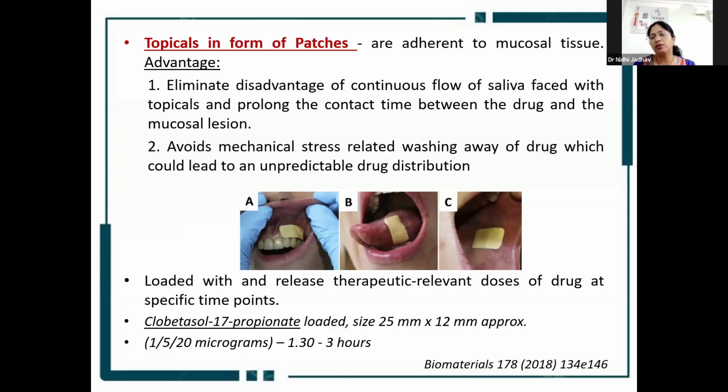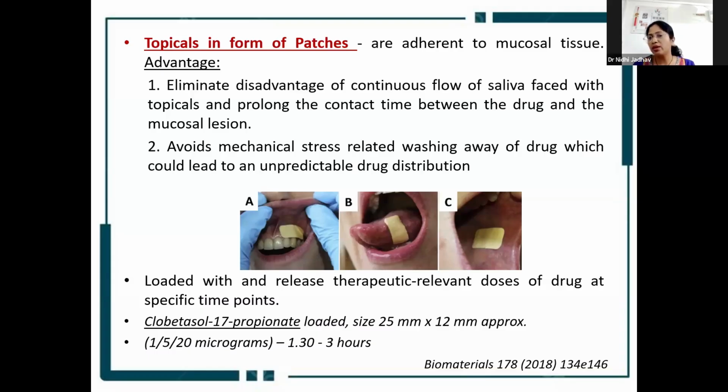very good drug distribution. So these are available now, and they are actually loaded with therapeutically relevant doses of the drugs which are released at particular specific time points. Like clobetasol 17 propionate loaded patches are available, which are in the size of 25 to 12 mm. And they have different doses depending upon the intensity of the case. 1, 5, and 20 micrograms can be used.